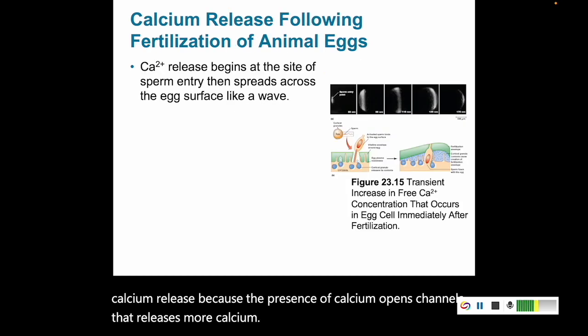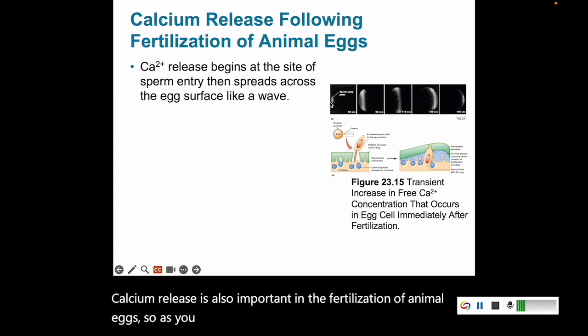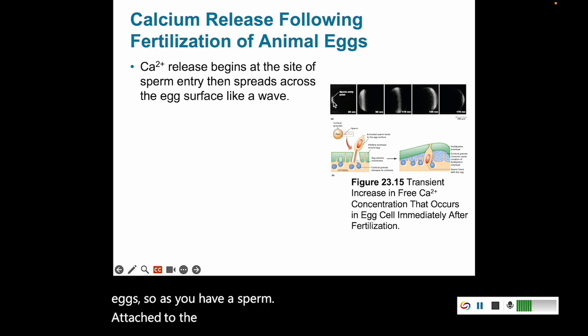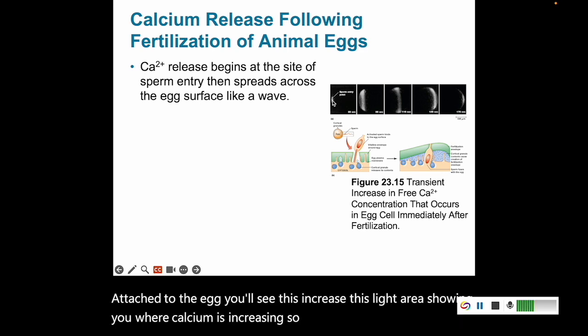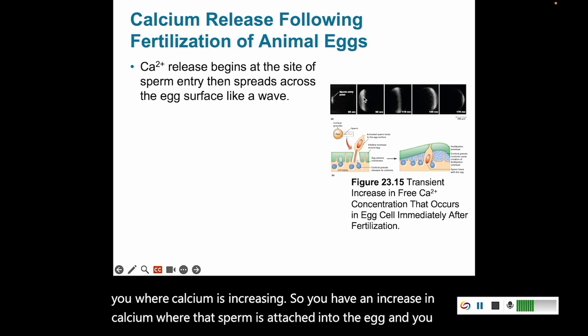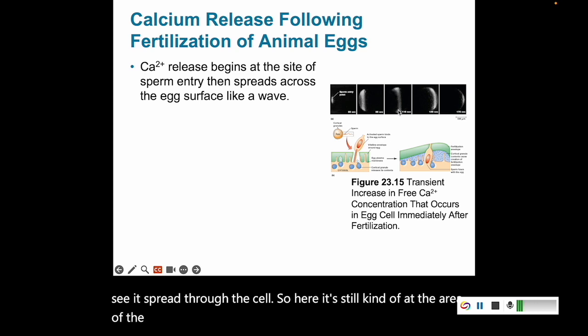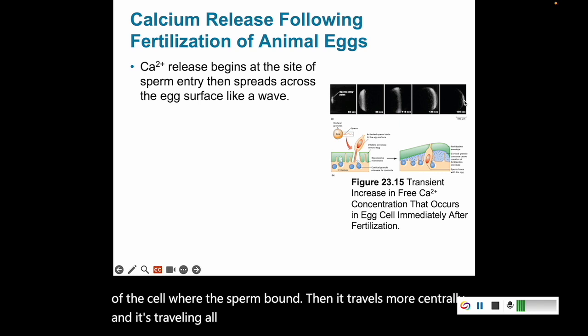Calcium release is also important in the fertilization of animal eggs. So as you have a sperm attached to the egg, you'll see this increase. This light area is showing you where calcium is increasing. So you have an increase in calcium where that sperm is attaching to the egg. And you can see it spread through the cell. So here it's still at the area of the cell where the sperm bound. Then it travels more centrally, and it's traveling all the way to the other terminal side of that cell.